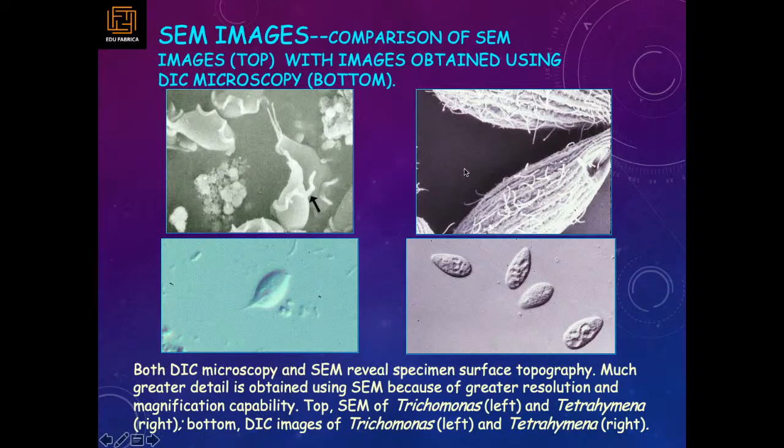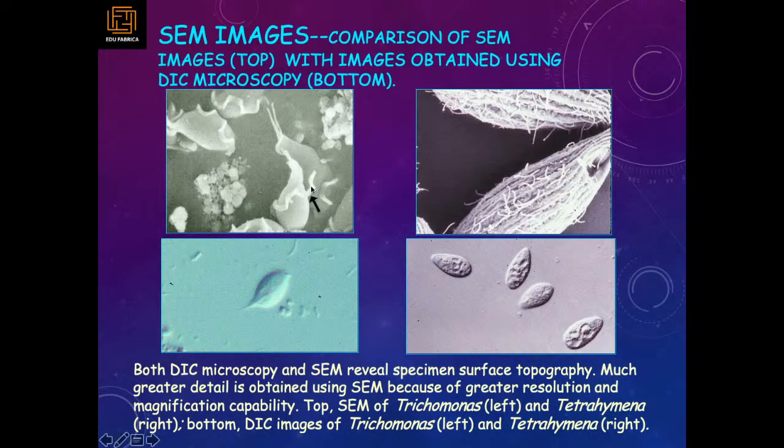Here you can see magnificent images from the scanning electron microscope on the top, and the bottom ones are the DIC images. We are checking the comparison between the two microscopies. This is DIC microscopy, and this is SEM, which reveals the surface topography. Much greater detail is obtained using SEM because of its greater resolution and magnification capability.